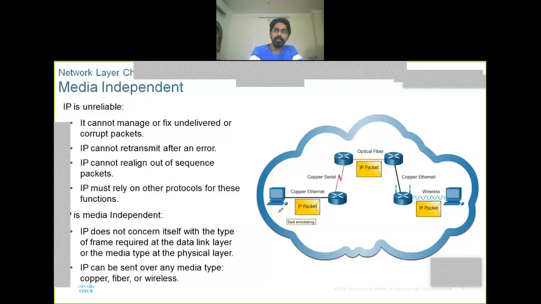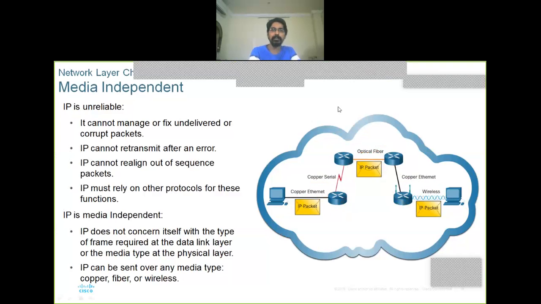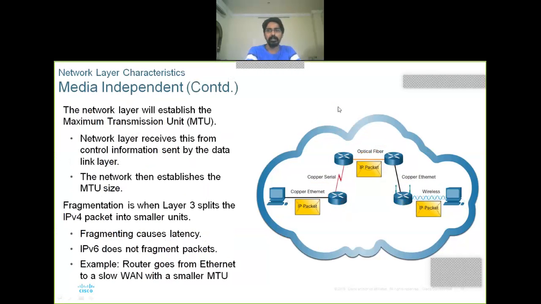Observe this figure. This system wants to send some data to that system. This system is connected to the router through copper Ethernet. Then two routers are connected using copper serial cable, and then these two routers are connected using optical cable. Then these two routers use copper Ethernet, and this is a wireless router, and this system is connected through wireless. Different types of mediums were there, but IP can travel through any type of medium. That's why IP is called media independent. Right.